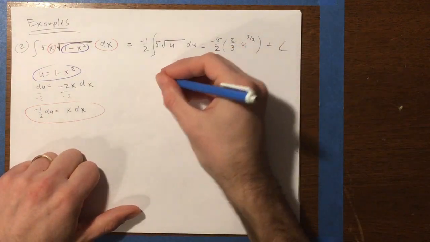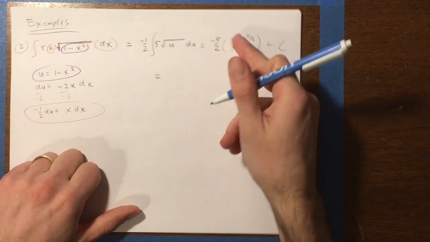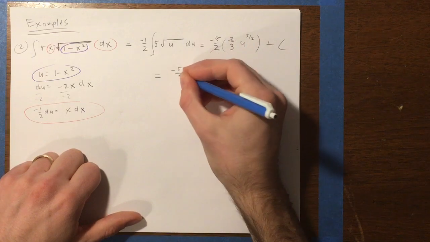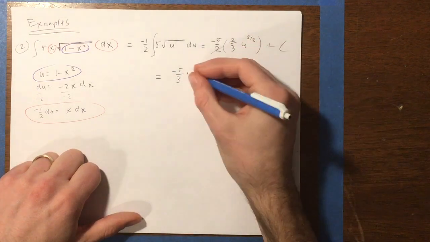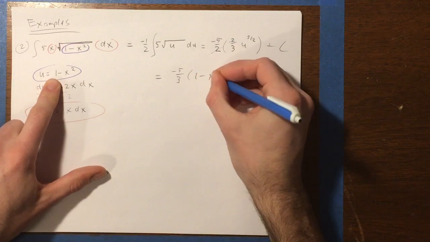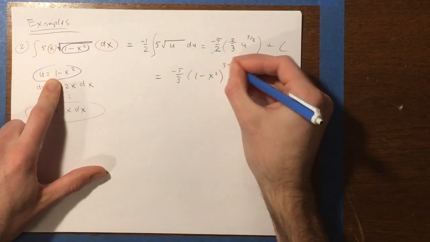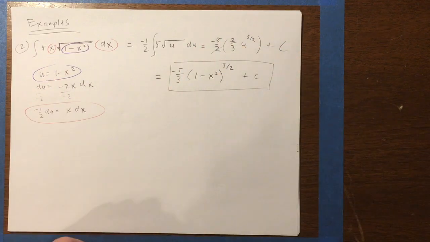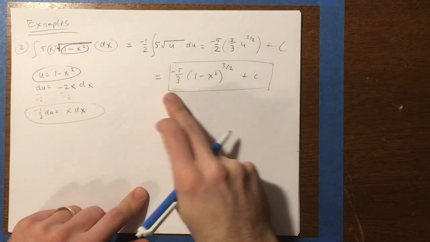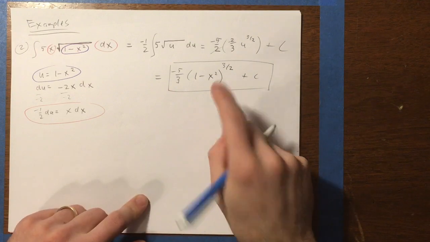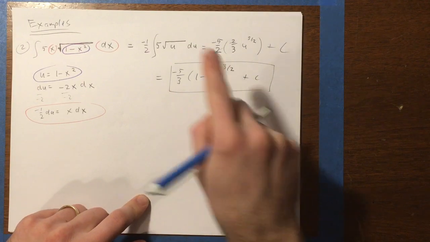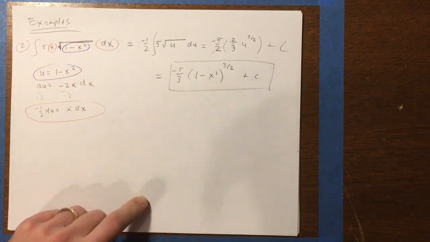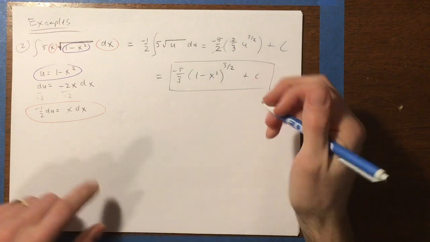So what we end up with is negative 5/2 times the 2/3 we got from the anti-power rule. The 2's cancel, and we get negative 5/3. Then we have u to the 3/2, but let's replace the u with 1 minus x squared, to the power 3/2, with a plus c on the end. That's our antiderivative, and you can check it. Take the derivative of this, and you should get 5x times the square root of 1 minus x squared. Done. There's our first example.